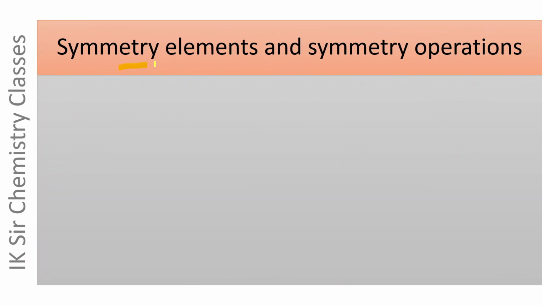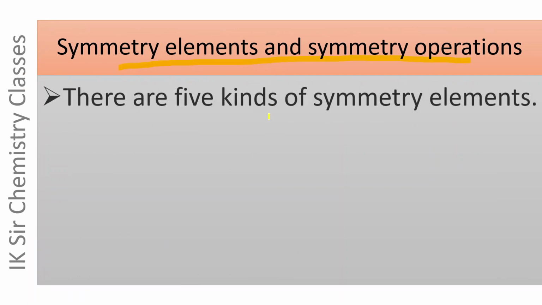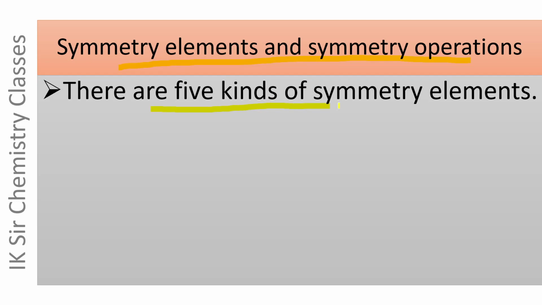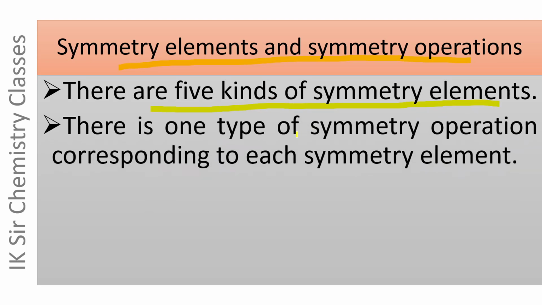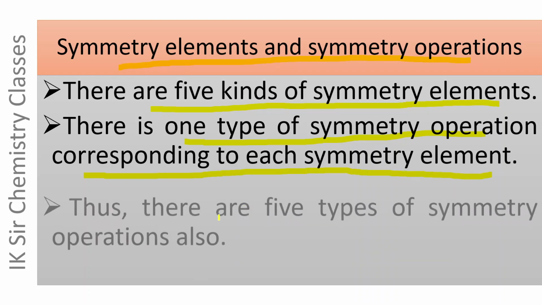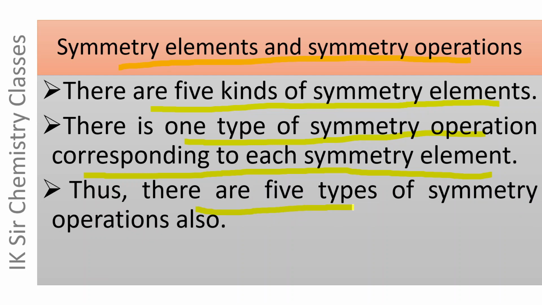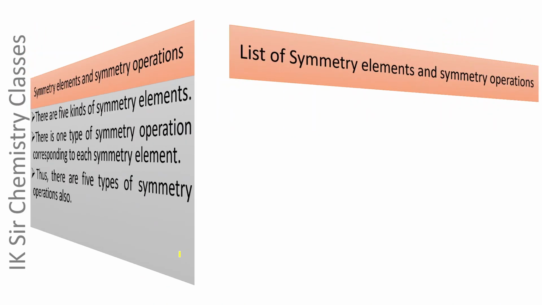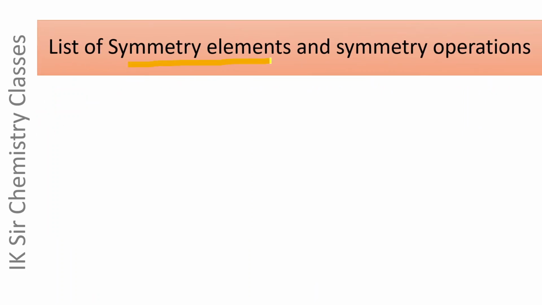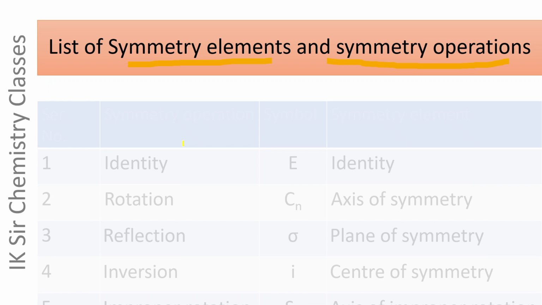Symmetry elements and symmetry operations. There are 5 kinds of symmetry elements. There is one type of symmetry operation corresponding to each symmetry element, and thus there are 5 types of symmetry operations also. It is obvious that there are 5 types of symmetry elements and 5 types of symmetry operations. The list of symmetry elements and symmetry operations is given below.